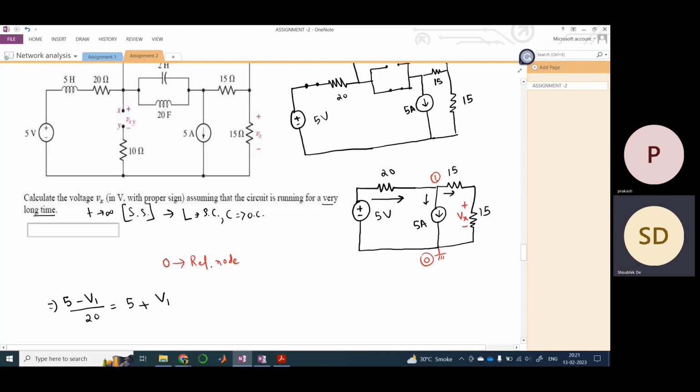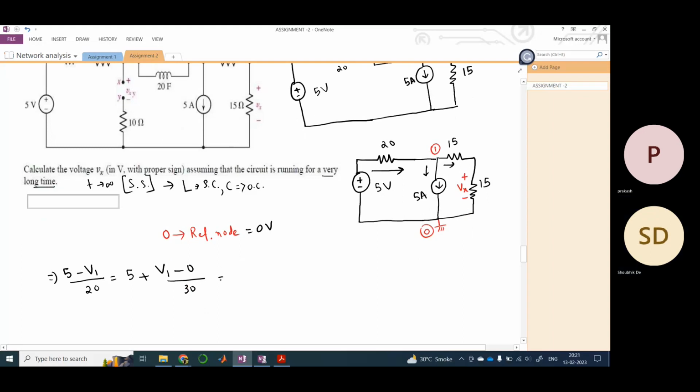So my voltage at node V1 minus the voltage at node 0. Now node 0, as we saw, is equal to 0 volt, right? My reference node, so this is 0 and this is 30. Using this equation, we need to find out the voltage V1, okay? Let me just simplify that. This would be V1 by 30. Now we need to simplify this.